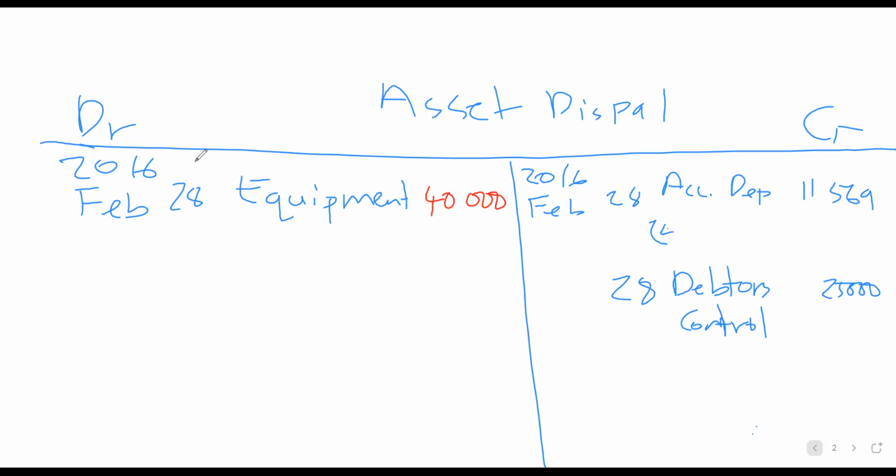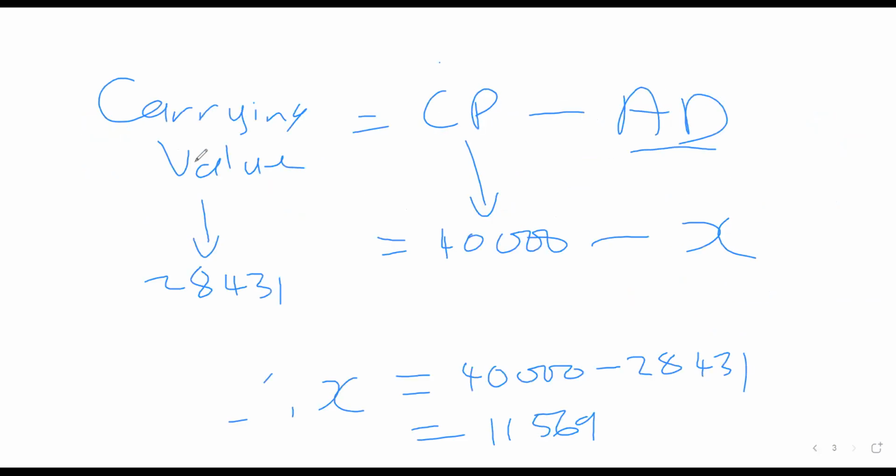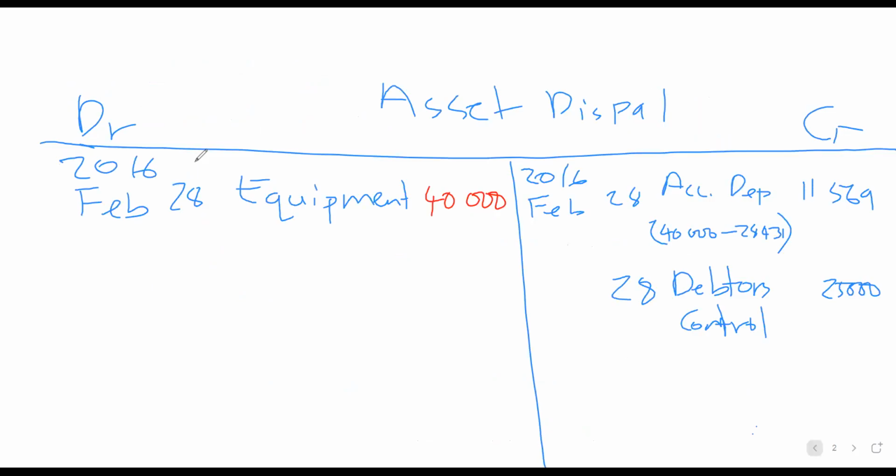But you show the calculation: 40K minus 28,431. We sometimes don't have enough space to write the calculation, so we just write the number. But you have to show the calculation somewhere, where they say workings. So remember, this is part of your workings, maybe working one. So now you have the accumulated depreciation and you have debtors control.